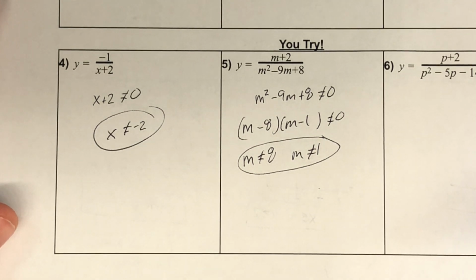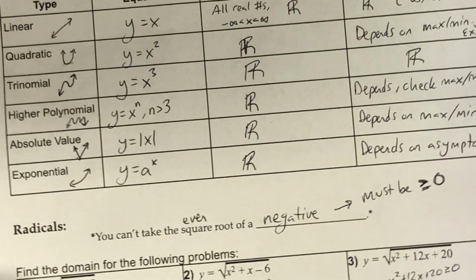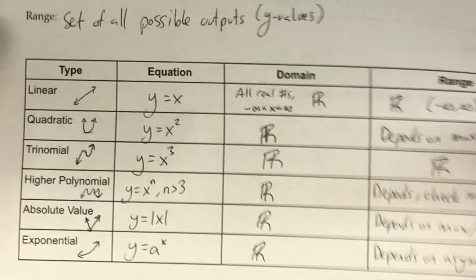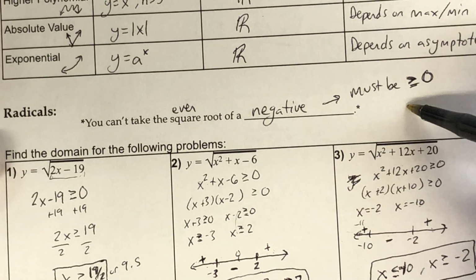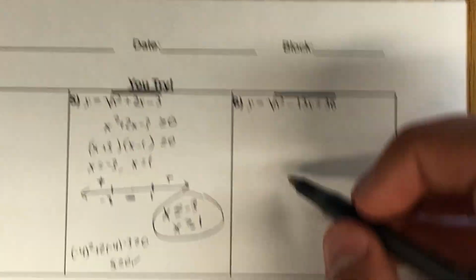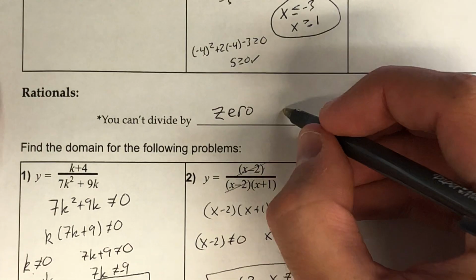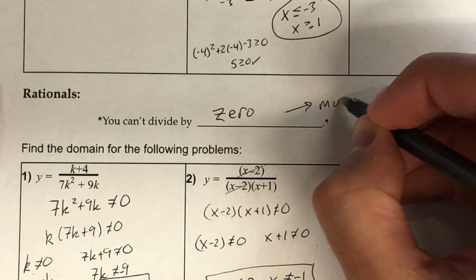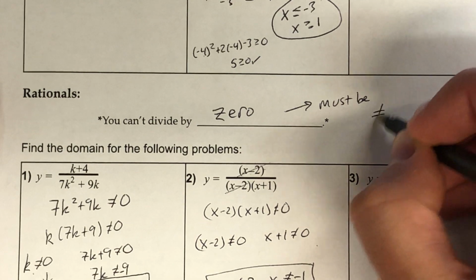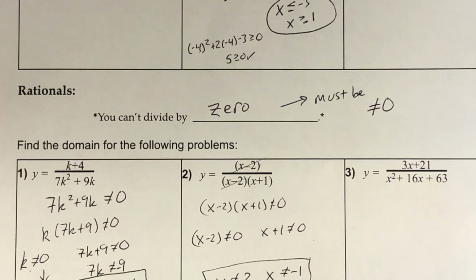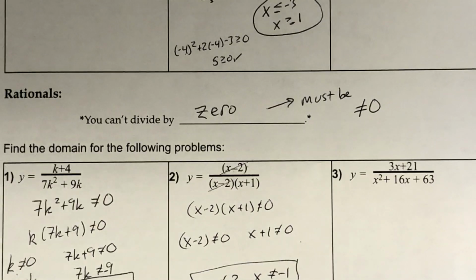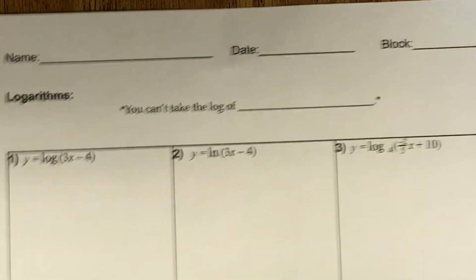Okay, so that's rationals. So far we've done radicals, so root functions, where you can't take the square root of a negative, so it must be greater than or equal to 0. Next we did rationals, where you can't divide by 0, so it must be not equal to 0. Set the denominator not equal to 0. The last one we're doing here is logarithms.